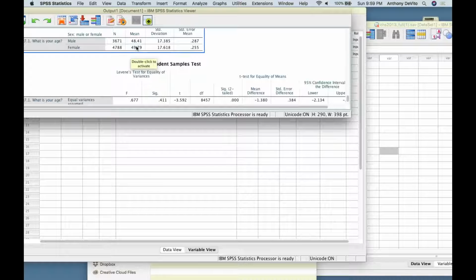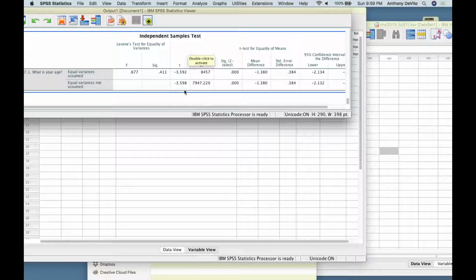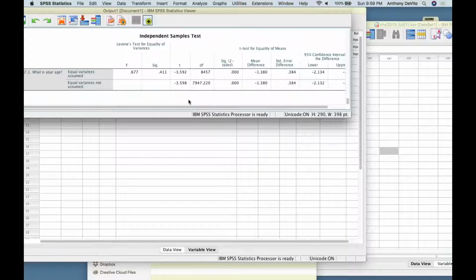Is it clinically significant? I guess a year and a half difference in average age means that there are a lot more older females than there are males in New York City. So yeah, it might be clinically significant in terms of the public health finding.